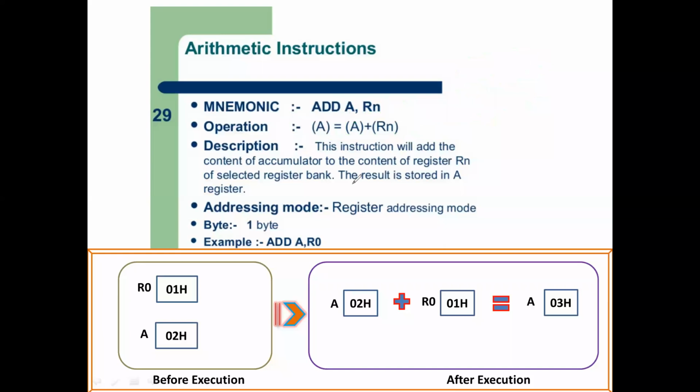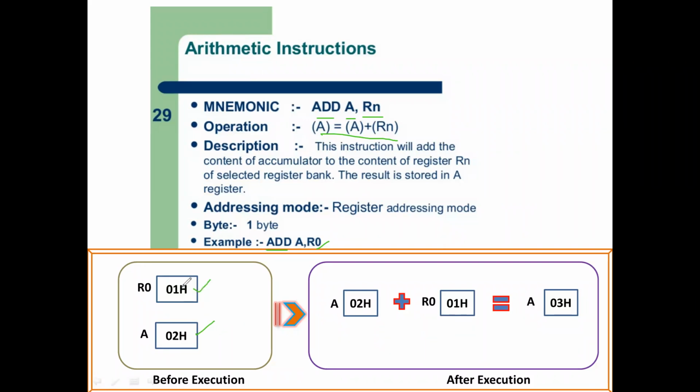So we have the instruction ADD, for example, ADD A, register. We have registers R0 to R7, and we can use any one of the registers. I have given the example ADD A, R0. I have taken R0 from bank 0. So this is my operation. In the accumulator, let us assume I have the data 02H, and in register R0, I have the data 01H.